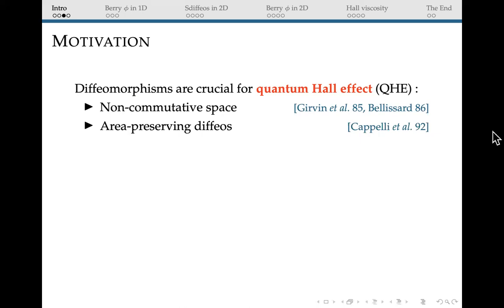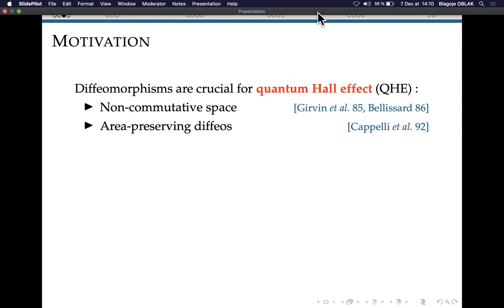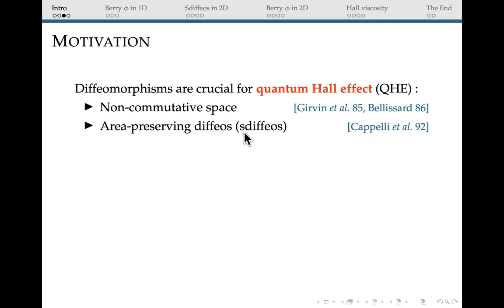Now, it turns out that area preserving diffeomorphisms will play a key role throughout today's talk. So I'm going to use a shorter name for them just to save some syllables. I'm going to call them SDiffeos, where the prefix S stands for special, in the same sense as in the special linear group of a vector space, which preserves its volume form. So today's talk is going to be about SDiffeos acting on the quantum Hall effect.